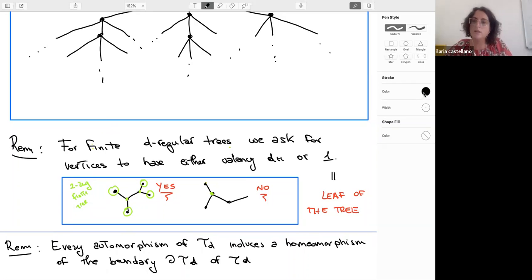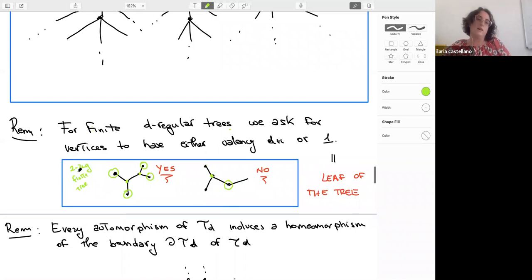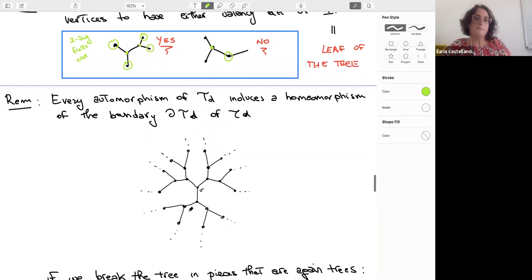So this vertex is fine, it follows the rules. But now here there is a problem because this vertex is not a leaf and is not complete. So there is not a complete system of neighbors here. So when I say finite d-regular tree, I mean something like this. Okay. Now let's do another remark.